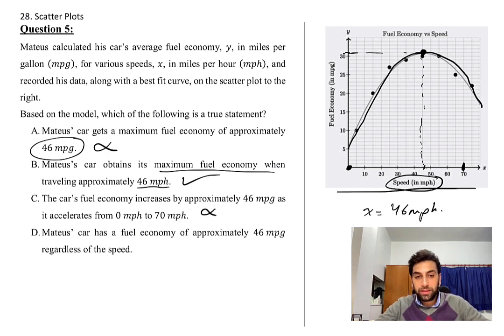Last but not least, looking at choice number D, Matthew's car has a fuel economy of approximately 46 miles per gallon, regardless of the speed. Now looking at the curve, the speed while changing changes the miles per gallon. Accordingly, we don't have a fixed miles per gallon no matter what the value of the speed is. Thus, choice number D is also wrong, and my only correct choice would be choice number B.